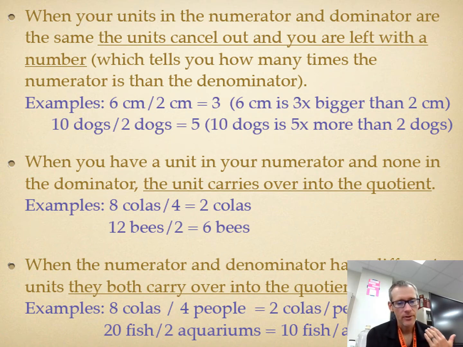And then when you have different units in the numerator and denominator, they carry over, and it's per, or 1 of that denominator. So 8 colas divided by 4 people is 2 colas per person. So every 1 person gets 2 colas. And if you have 20 fish per 2 aquariums, that means each aquarium gets 10 fish.